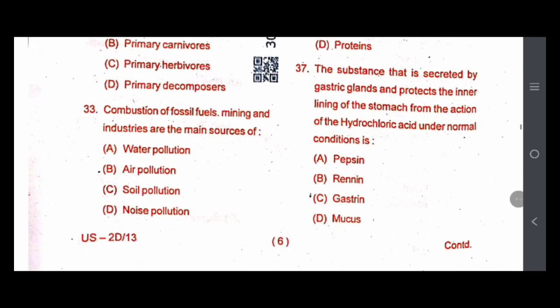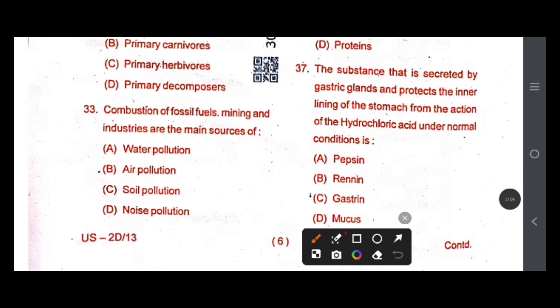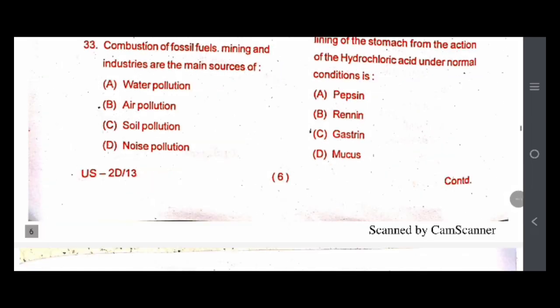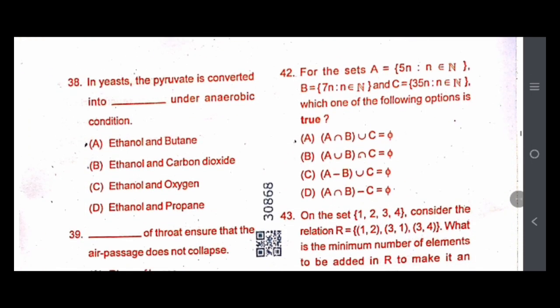The substance that is secreted by gastric glands and protects the inner lining of the stomach from the action of hydrochloric acid under normal condition is option D, mucus.